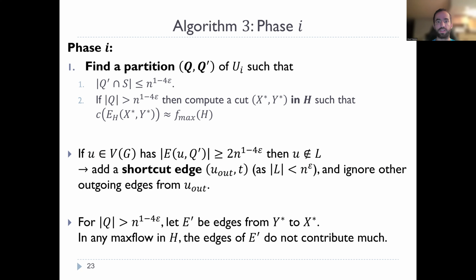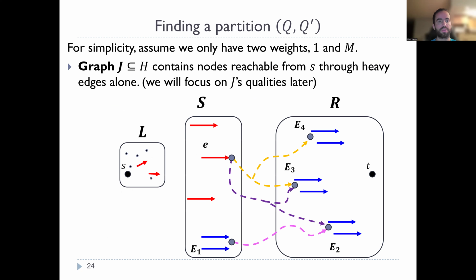Now we want to be able to find such a partition Q prime, and how are we going to do it? For simplicity, it might be easier to think of just 2 weights, maybe 1 and M. M could be high, around n. So let's think of a graph J that is a subgraph of the residual network H that contains only nodes reachable from S through heavy edges alone and not anything else.